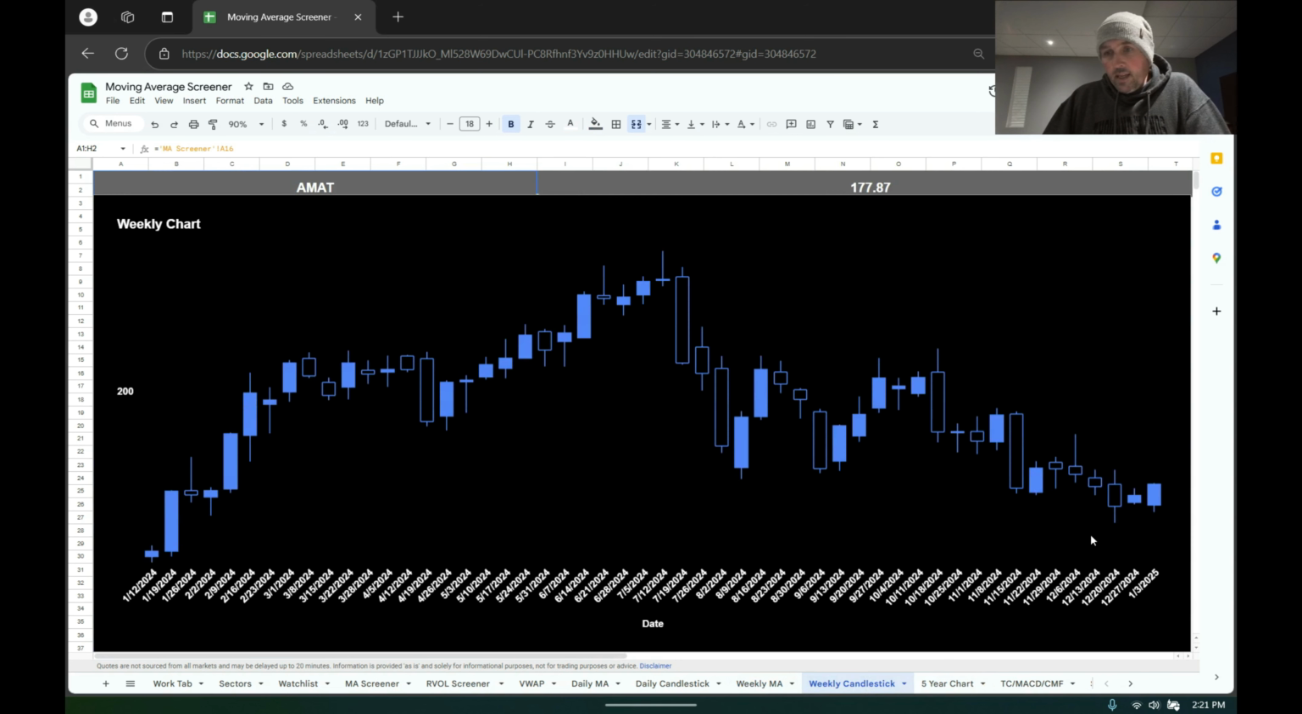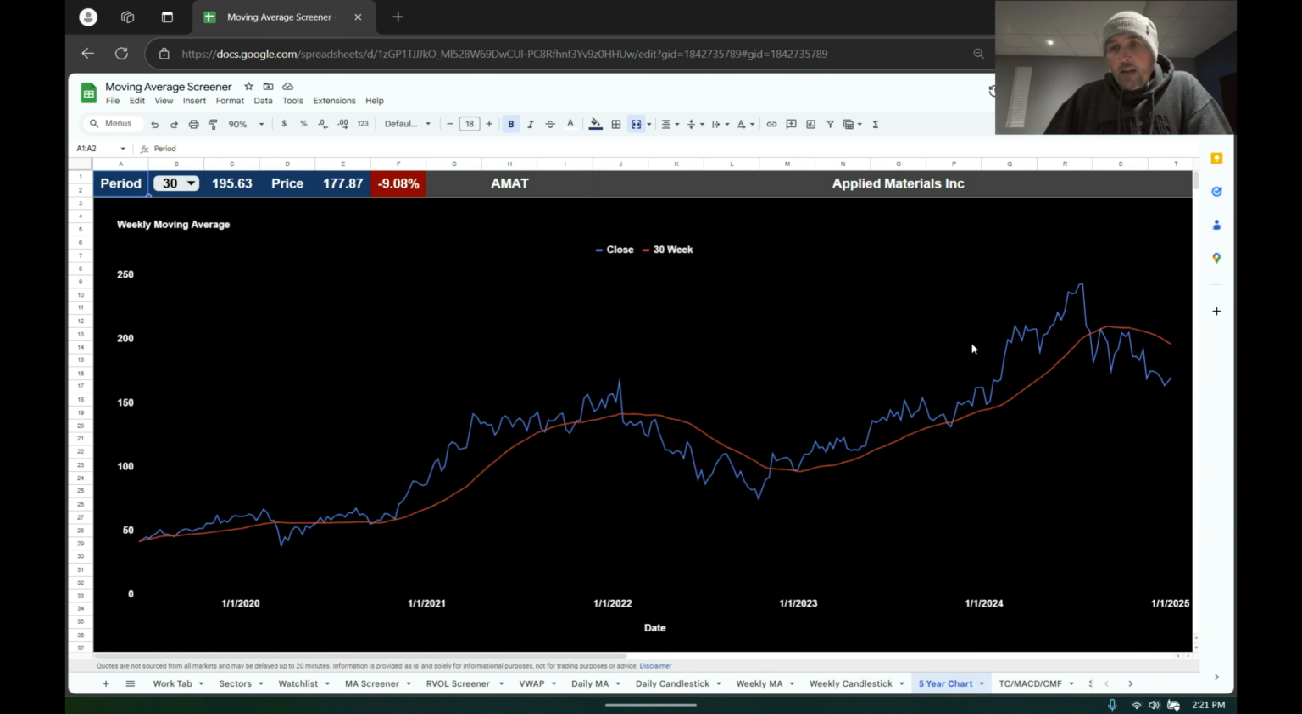If we look at the weekly candlesticks, to me, these are also bullish candles that suggest a reversal on a weekly time frame. If we look at a 5-year chart, we are curled down. We have curled back up here, but to get all the way back, we need to get to 197 to get back above this.